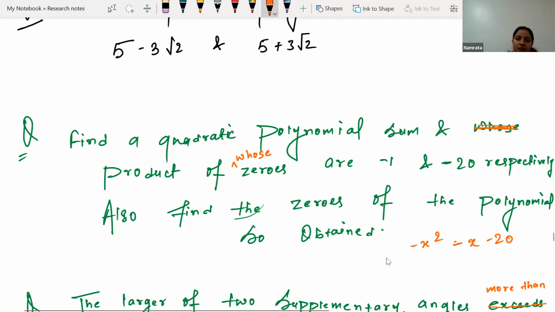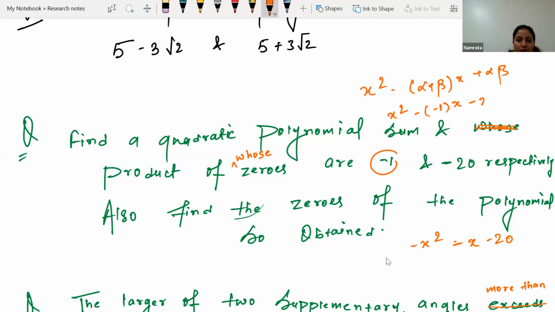Okay, let me check. The standard format when we know the product and the sum is x square minus (alpha plus beta) x plus alpha into beta. Right, Harshit? Yes, ma'am. Sum of the roots is given as minus 1, so it will be minus of minus 1 x, and the product of the roots is minus 20, so we will be getting x square plus x minus 20, right?